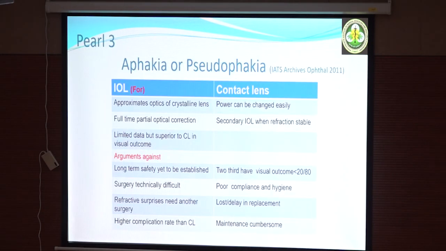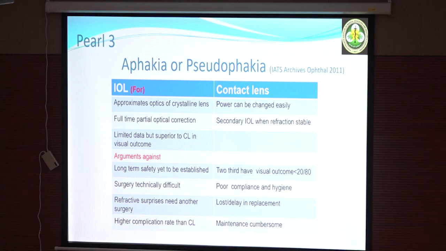Now the third pearl is whether to leave the child aphakic or put an IOL. In the Indian scenario, you would go in for an IOL in instances where, in Western literature, they might leave the child aphakic. So why is the IOL preferred here, especially in unilateral cataracts? It approximates the optics of the crystalline lens. Then of course it gives a full-time partial optical correction. So even if the child is not wearing the spectacles, probably some correction is being achieved. There is some limited data, but it is superior to contact lens in visual outcome.